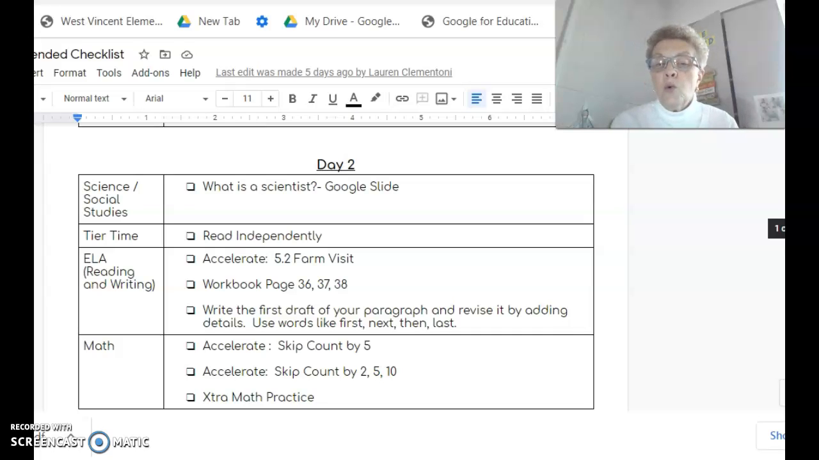Of course, we're not going to go on just to say to Ms. Remigio, what am I supposed to be doing in science? Because what should you be looking at? Yes, you should be looking at your checklist. You are on day 2 of your checklist. So that's what you should be referring to throughout the entire day.